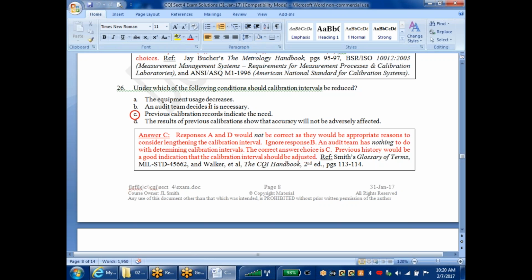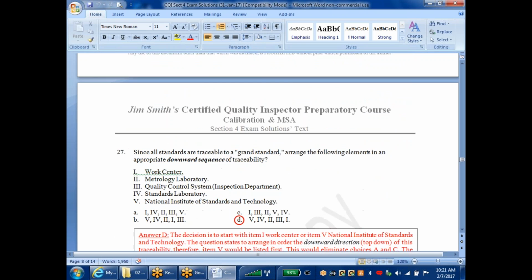And then B, an audit team decides it is necessary. Audit teams don't make any decision about accuracy or intervals. They just report what they see. The answer here is C: previous calibration records indicate the need to reduce it, to do it more often.